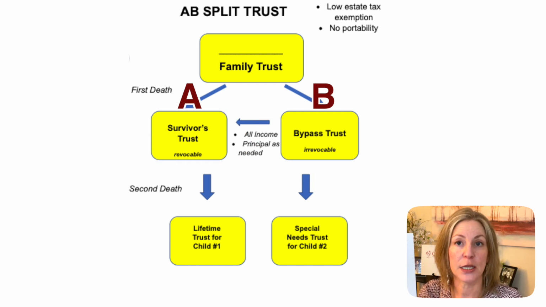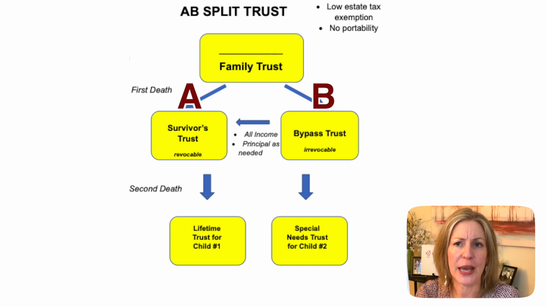The A trust is the survivor's trust. The B trust is the deceased person's trust. So it splits about in half. Half of the trust assets go to the survivor's trust, half to the bypass trust. So the bypass trust would use its estate tax exemption, yay, and then the survivor's trust keeps going.